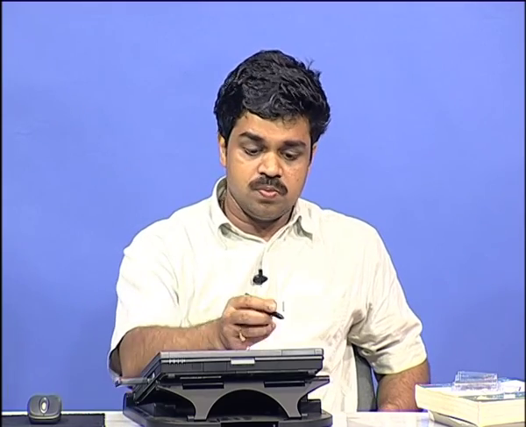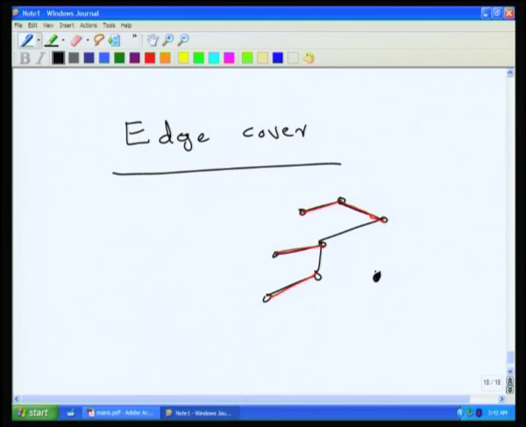Of course, it is not possible for some graphs. For instance, if the graph has an isolated vertex, this vertex cannot be covered using edges, because there is no edge on it. So, from now on, whenever we talk of edge cover, we can assume that there are no isolated vertices in the graph. In that sense, an edge cover will exist whenever there are no isolated vertices.